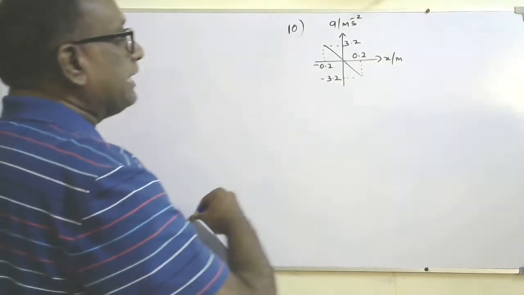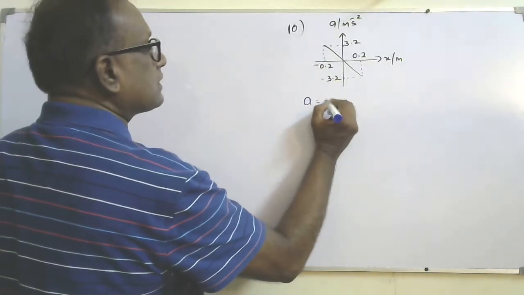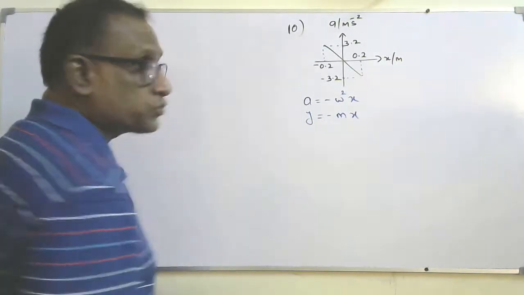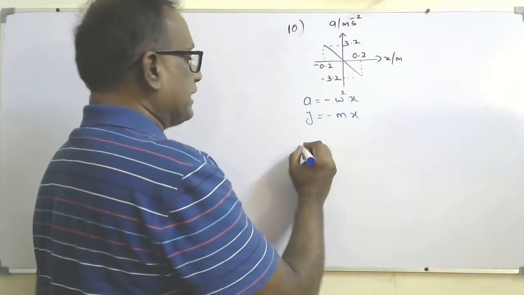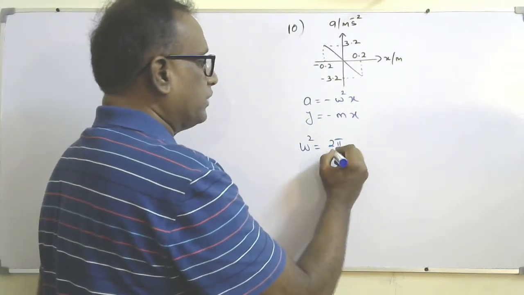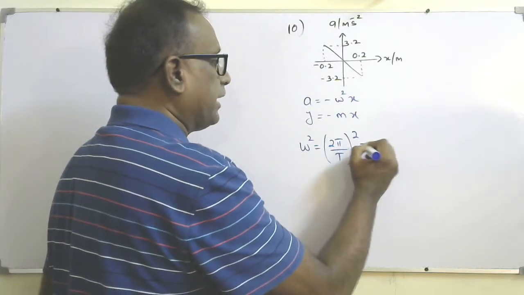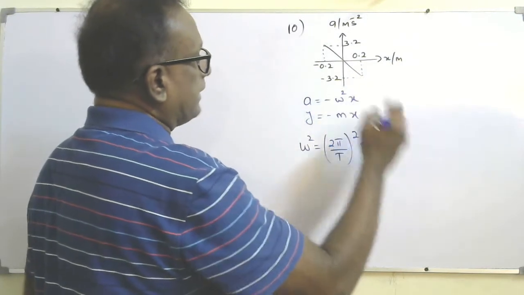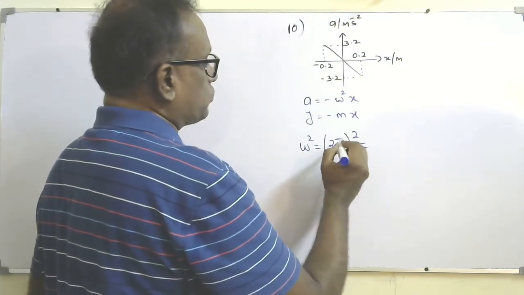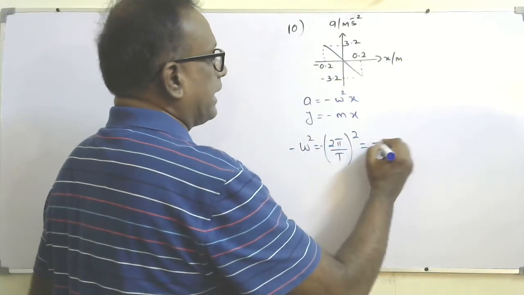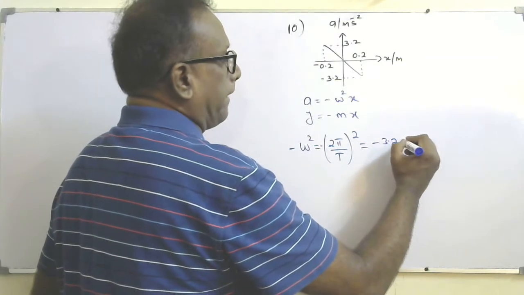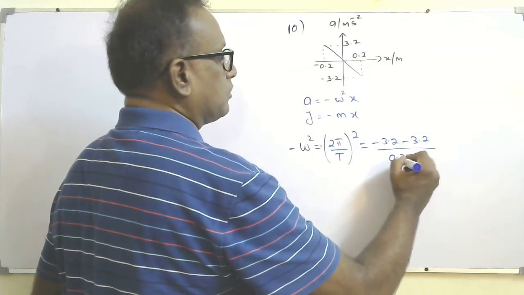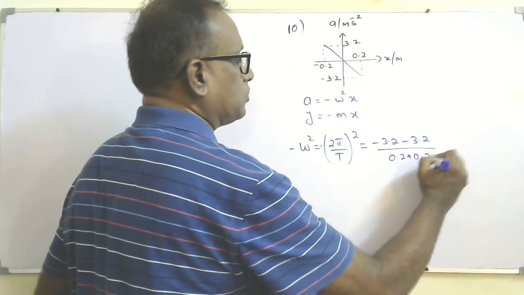You know the equation a equals minus omega squared x, and the gradient is in the form of omega squared. So we'll find the gradient. That is omega squared, that is (2 pi over T) all squared is the gradient. You know omega equals 2 pi over T. You can find the gradient, minus omega squared, that is minus 3.2 over 0.2, so plus 0.2.